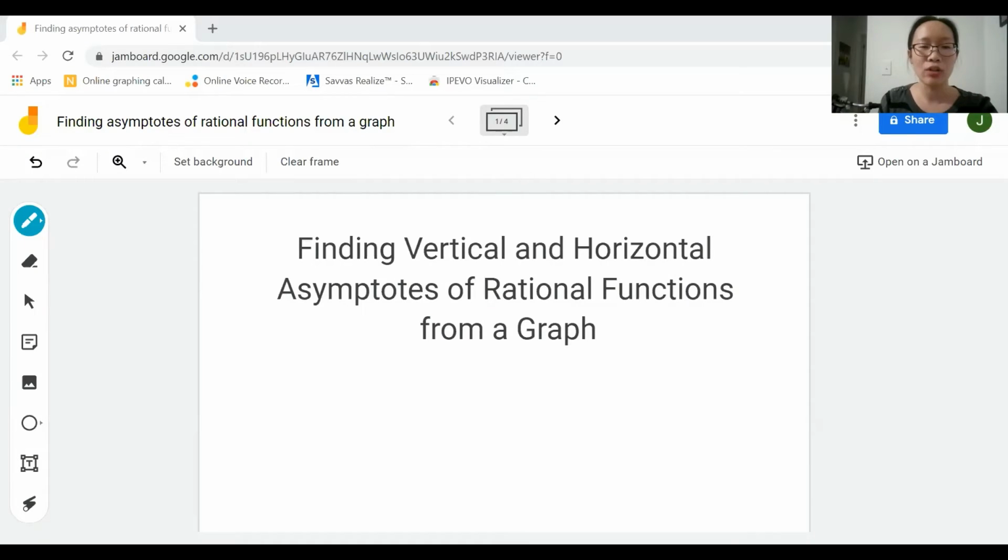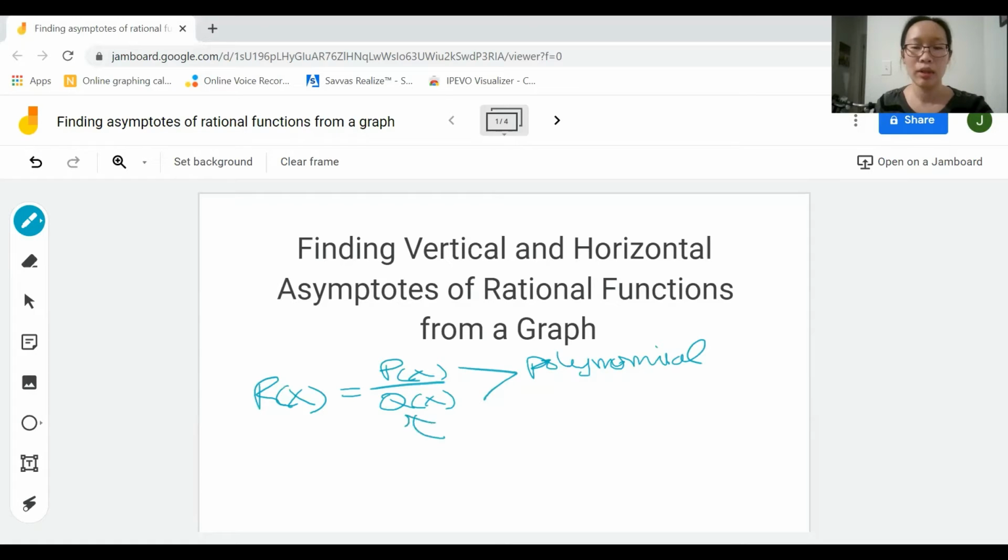Hi, I'm Ms. Cho, and in this video, we'll talk about how to find asymptotes of rational functions from a graph. When we talk about rational functions, they are a family of functions of the form p of x over q of x, where you have one polynomial divided by another. And the important thing is your denominator q of x cannot equal 0 because you can't divide by 0.